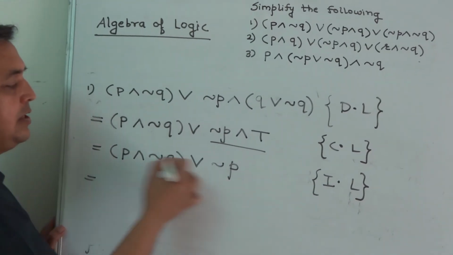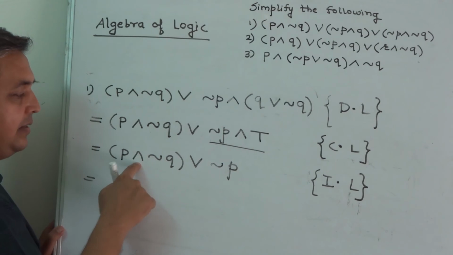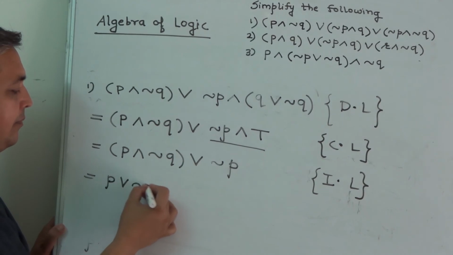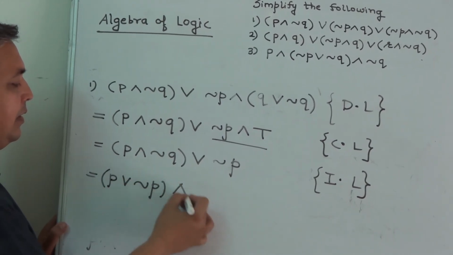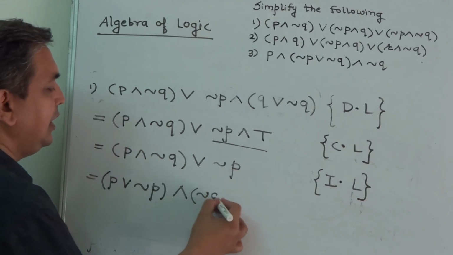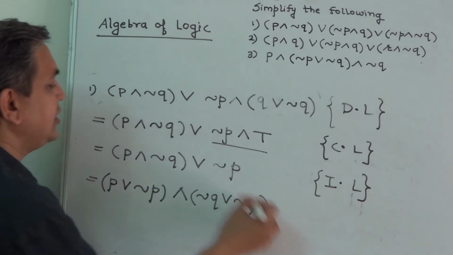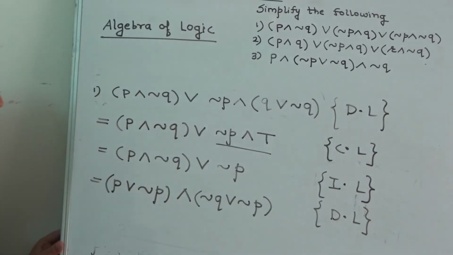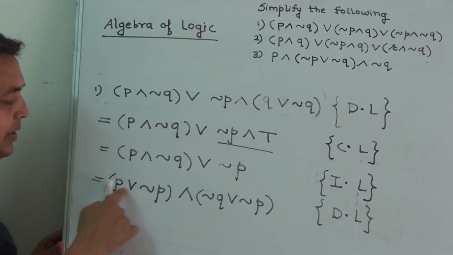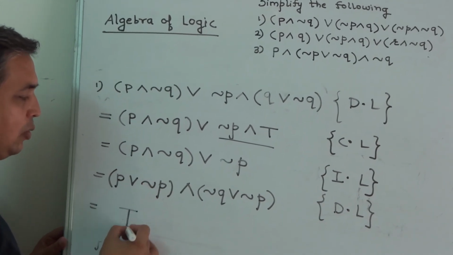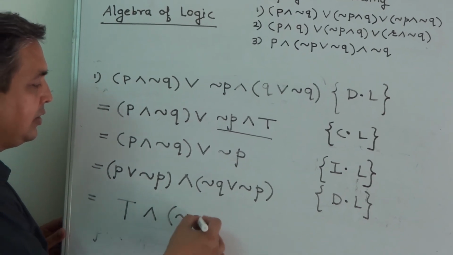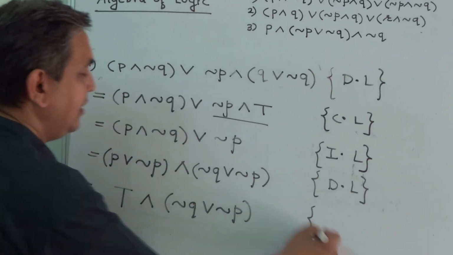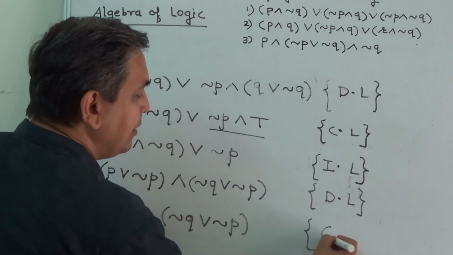Now here again we use the distributive law. This is in bracket and this is OR. So it is P or negation P and negation Q or negation P. Here we have used distributive law. Again, can we use some law over here? P or negation P is always true, and negation Q or negation P as it is. In this bracket we have used complement law.